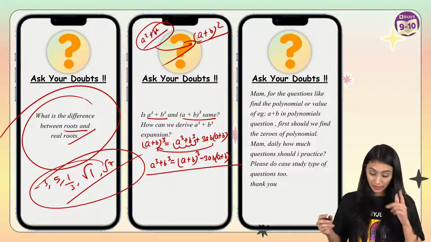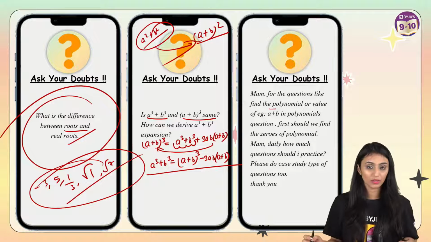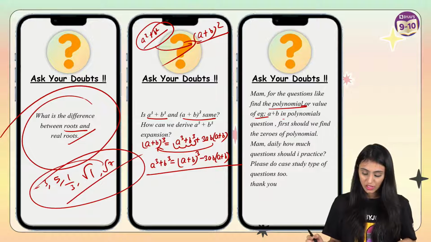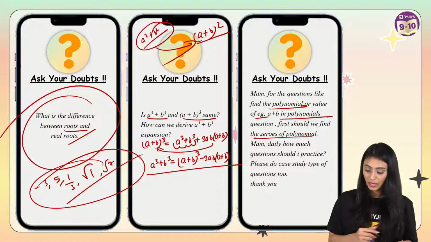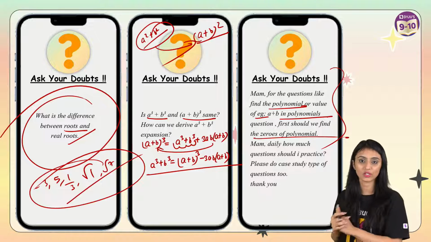Yes. Another question. Somebody is asking, ma'am, for questions like find the polynomial or the value of the polynomial, like we have a plus b in polynomials questions, first we should find the zeros of the polynomial or what? I think this is something that I have answered while I was solving polynomials questions. What did I tell you?